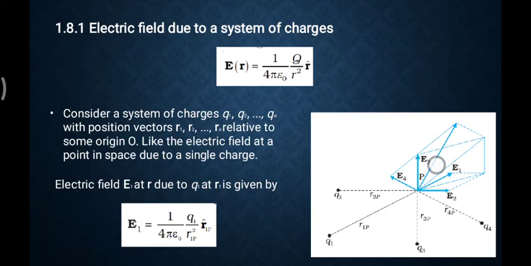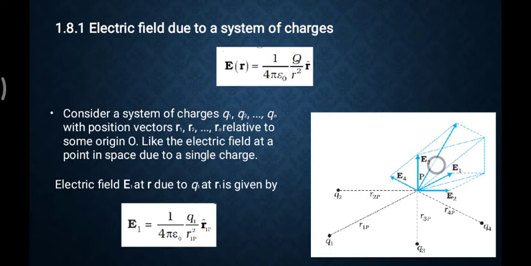Topic number 1.8.1, electric field due to a system of charges. In earlier cases we have seen Coulomb's law and the system of charges in Coulomb's law, meaning a number of charges are there. Here also, in the previous discussion we did the electric field, and now its extended form is the electric field due to a system of charges. There is not only one charge, two charges or three charges. We have too many charges. And then what about the electric field?